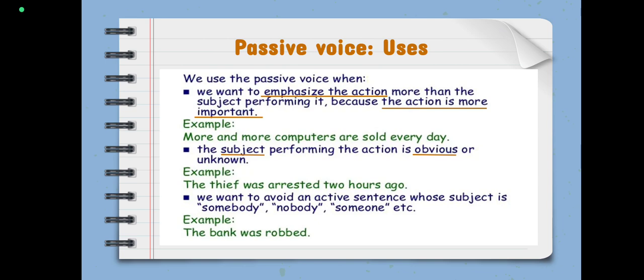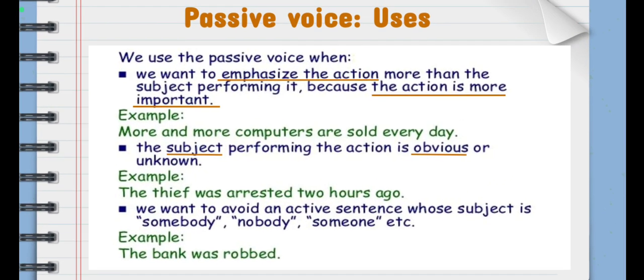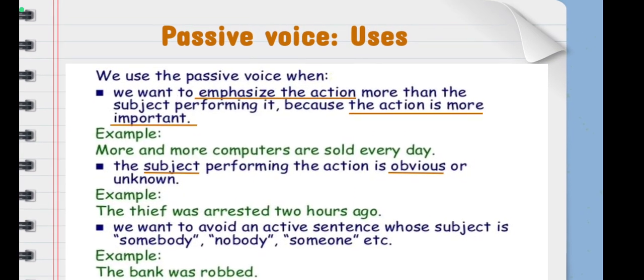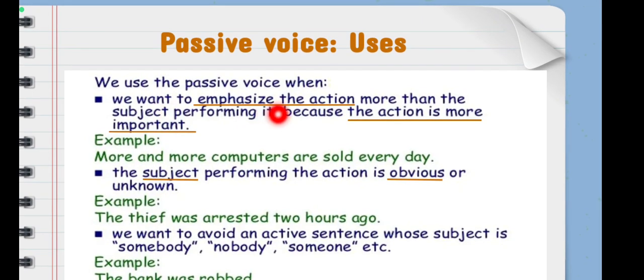So, here we have some uses of this topic. We use passive voice when, and here we have the important words for this use, we want to emphasize the action. Okay, this is the important one. Emphasize the action more than the subject performing it, because the action is more important. Okay, we use passive voice when the action is more important.